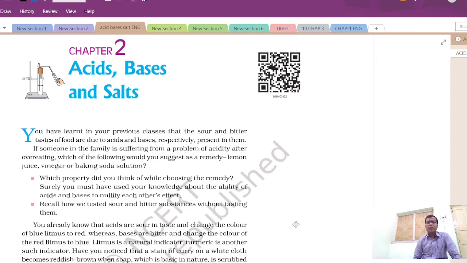NCERT. As you know, each and every question will be asked directly from the NCERT, because CBSE has also provided sample papers, and from the questions of the sample paper it is clear that the questions will be asked directly from the NCERT.